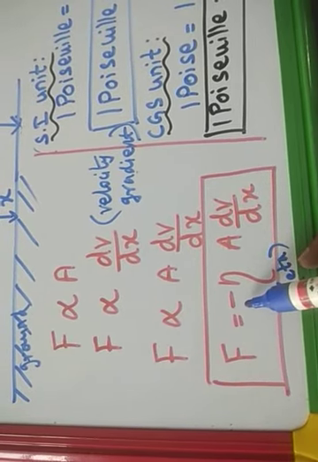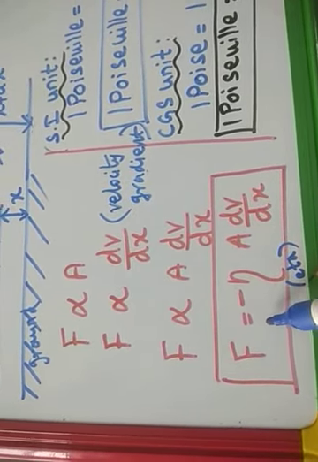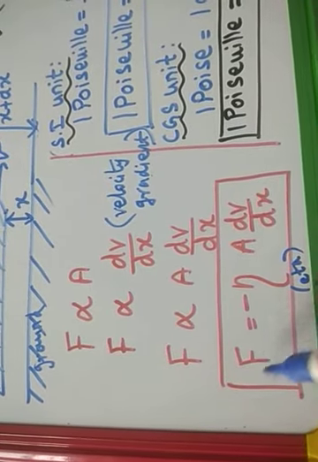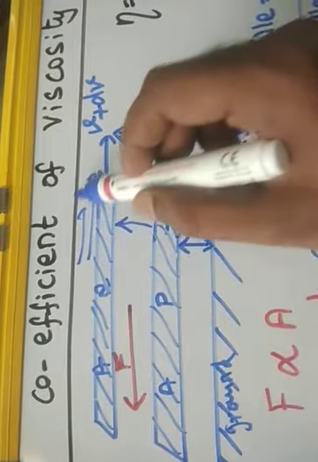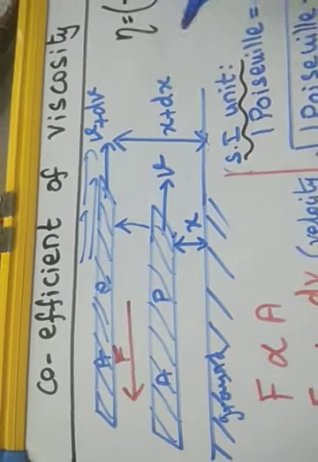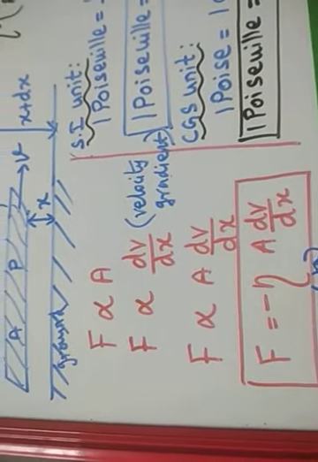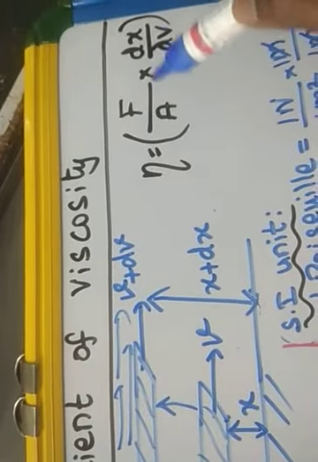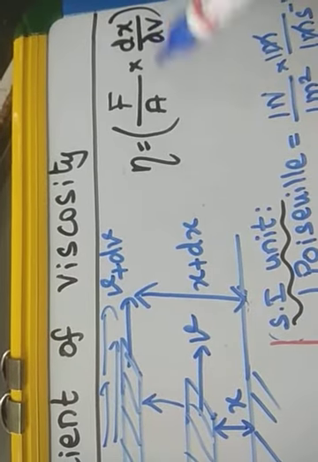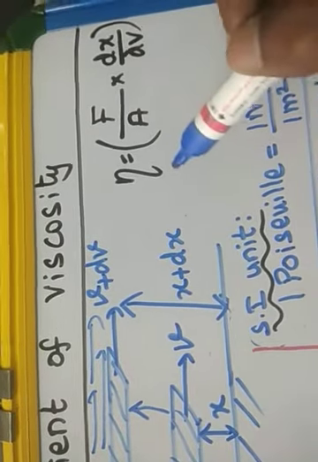What is this minus sign? The minus sign indicates that the viscous force is opposite to the direction of motion of the liquid. The motion of the liquid is in this direction, and the viscous force direction is opposite, hence we put a minus. So what is the coefficient of viscosity? You have to bring all those things to the left side: eta equals F by A into dx by dv.